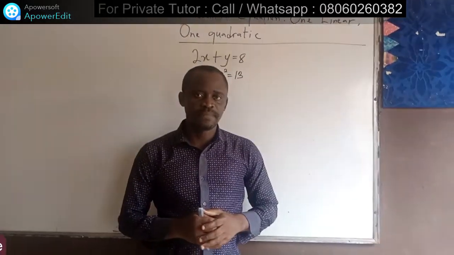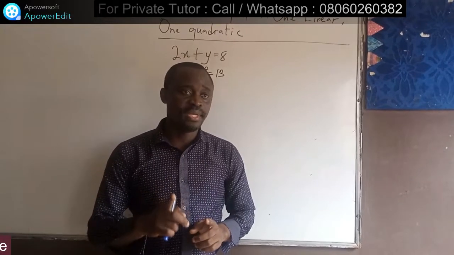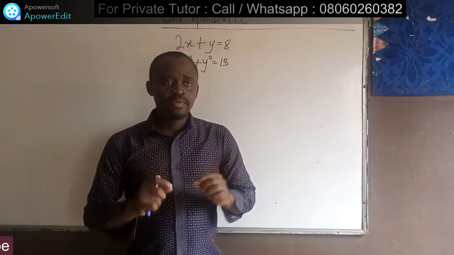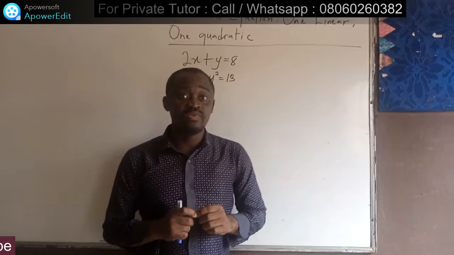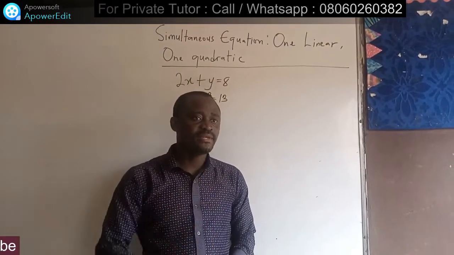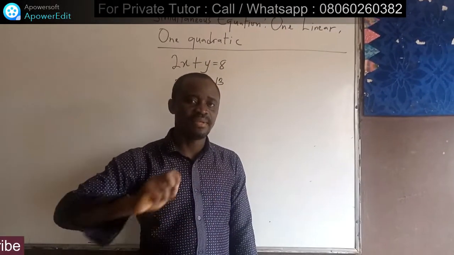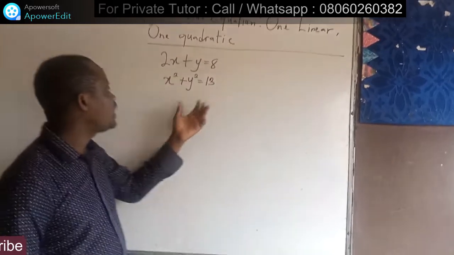So today, what we are going to do something very quickly, and we are looking at simultaneous equations, one linear, one quadratic. Now, like we said, a linear equation is one in which the unknown quantity is one, and a quadratic equation is one in which the unknown quantity or the unknown quantities are what? 2. Now looking at my board, we have a question.